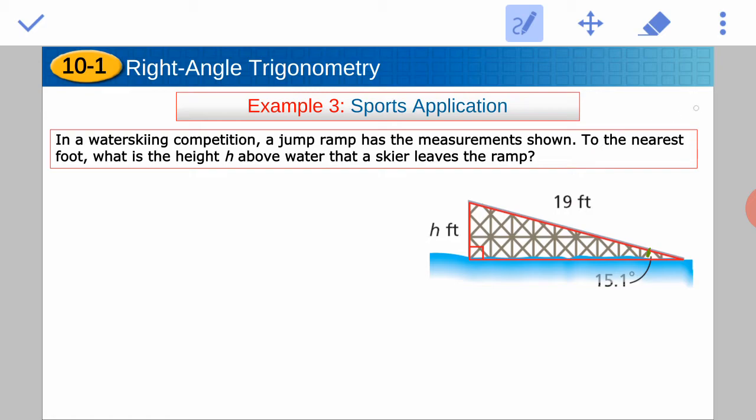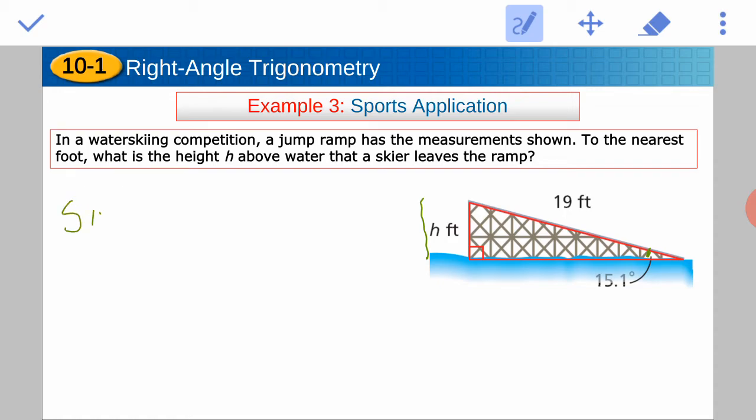What do we need? To the nearest foot, what is the height h? We're looking for that height. What is the height h above the water that a skier leaves the ramp? So our job is to find the side opposite the angle 15.1. What trigonometric ratio can be used to help us estimate this height? We're given the length of the ramp, which is the hypotenuse of this right triangle, and we need the opposite. The trigonometric function that relates opposite and hypotenuse is sine. So I'm going to use sine.